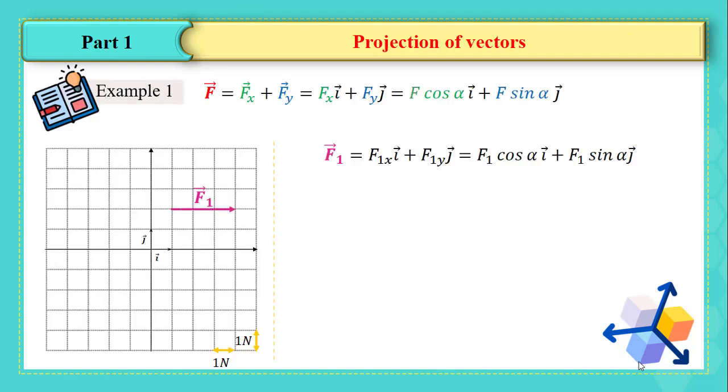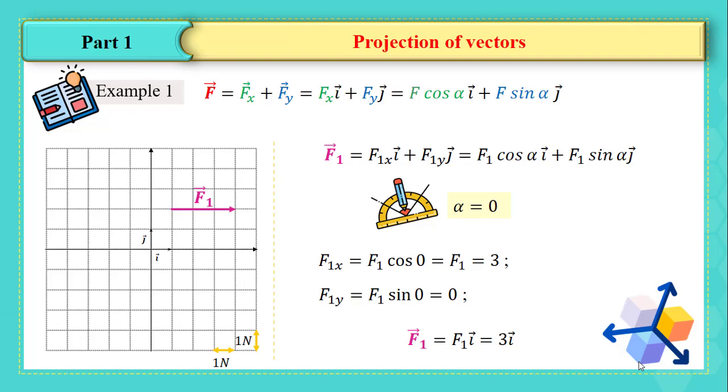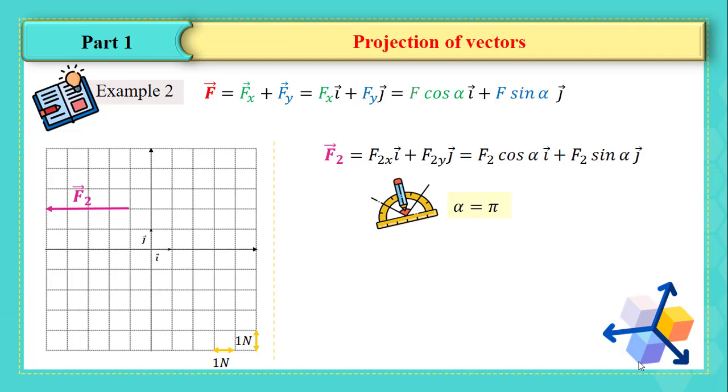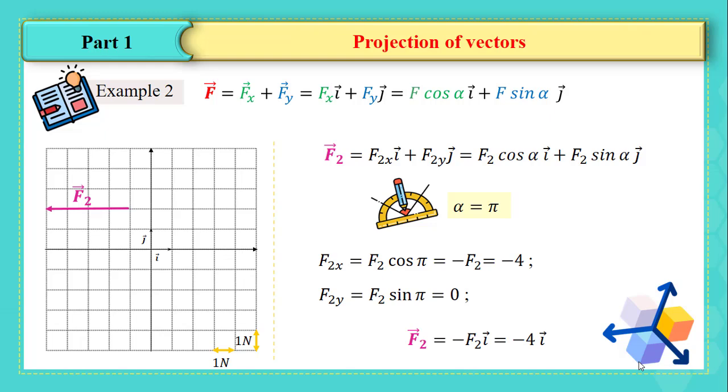In example number 1, the force F1 is parallel to the x-axis and having the same positive direction of the x-axis. Then alpha is equal to 0. When substituting 0 in the expression of F, we find that F1 is equal to 3i. Notice here that we have used the scale 1 cm corresponds to 1 Newton. In example number 2, the force is parallel to the x-axis but of opposite direction. Then F2 makes an angle alpha equal to pi with the x-axis. When substituting pi in the expression, we find that F2 is equal to minus 4i. In physics, it is enough to say that it is opposite direction to the x-axis, then it is minus 4i.